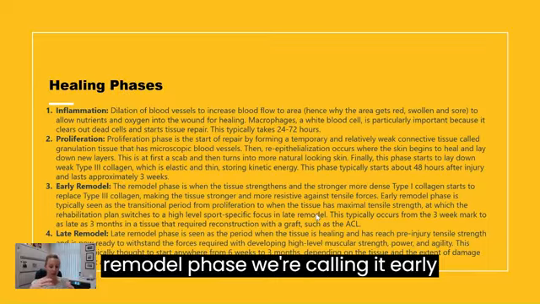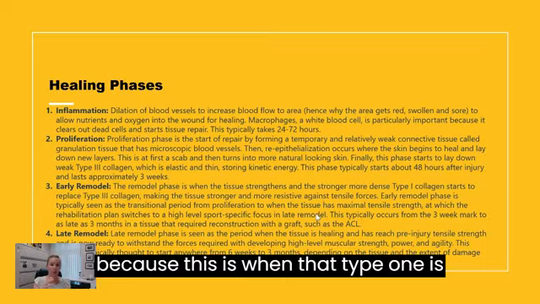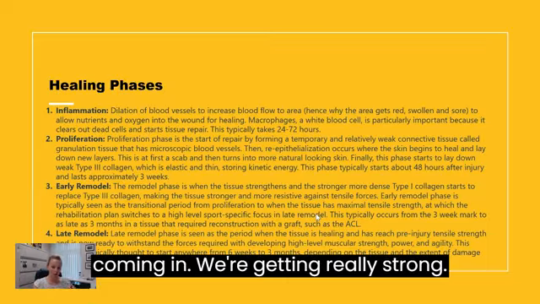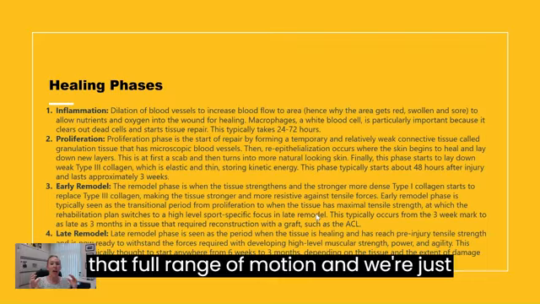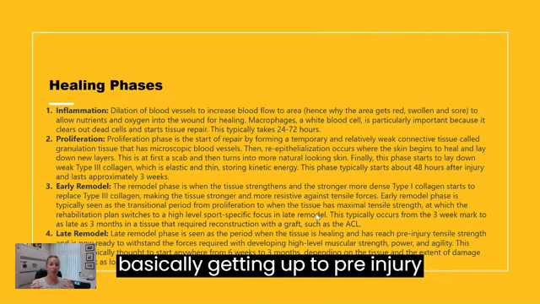So in that remodel phase, we're calling it early because this is when that type 1 is coming in. We're getting really strong. We're building strength. We're starting to build some power, making sure we have that full range of motion. And we're just basically getting up to pre-injury levels.